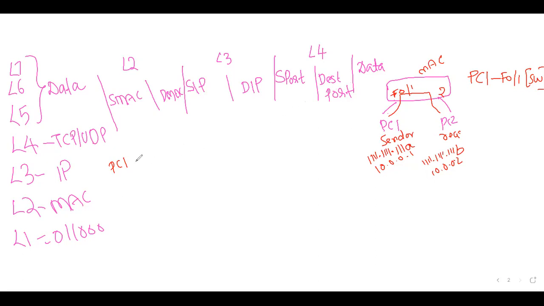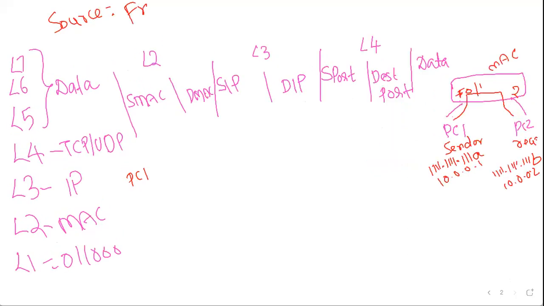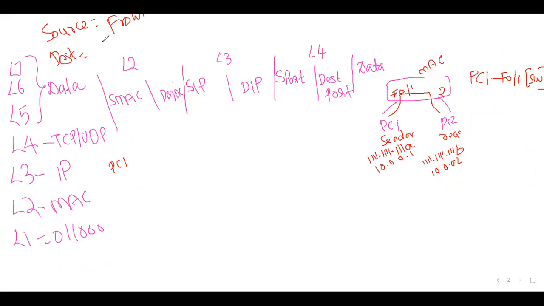Same way from PC1, source MAC. What is the meaning of source? From. Destination means to. So PC1 to PC2 means PC1 is the sender, which is the source, and PC2 is the destination. So PC1's source MAC: what is it? 1111.1111.111A. Then what is next?